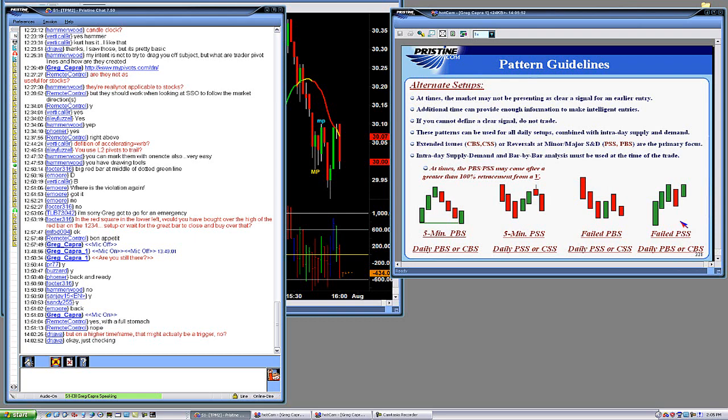Or a daily buy setup would have failed PSS. Right, so it started up, 5-minute bar starts moving up, begins to pull back, probably a bottoming tail bar, and then a move above that bar's high to enter on the failed PSS.